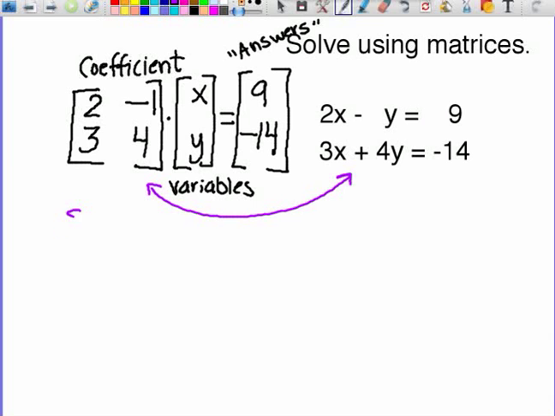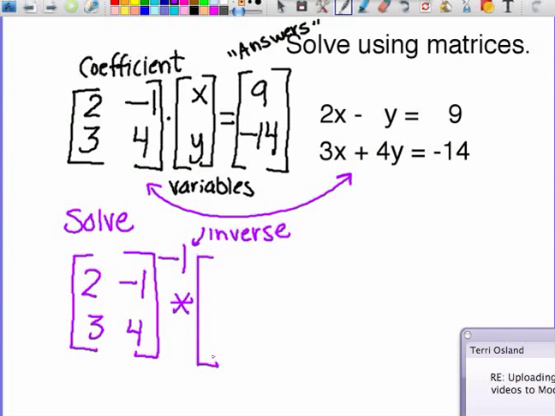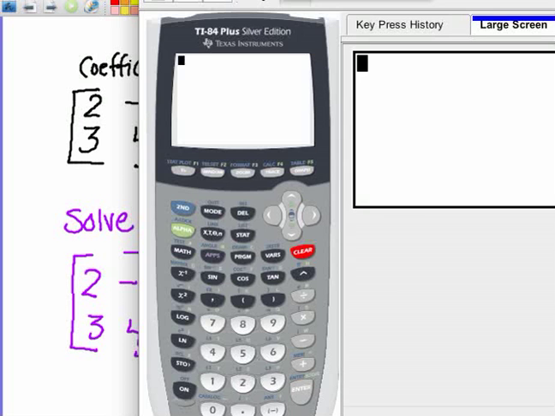To solve a matrix equation, you are going to use what is called an inverse. You are going to take the coefficient matrix and take the inverse of it. That is a button in our calculator that we're going to use in a second, and multiply it by the answer matrix, 9, -14. So let's pull out the calculator and I'll show you how this works.